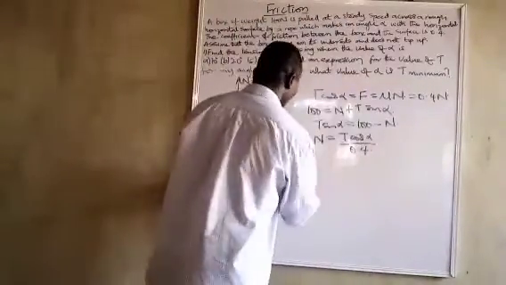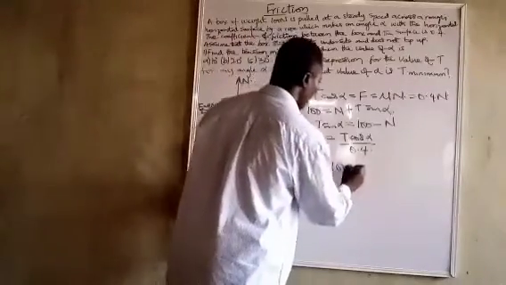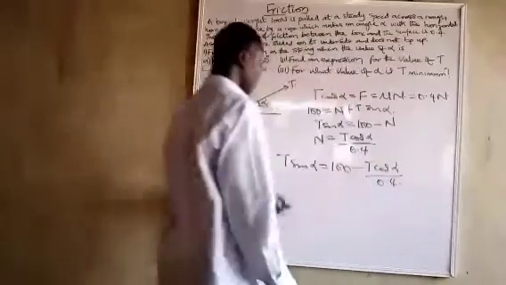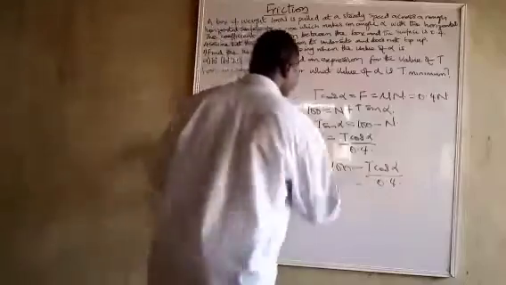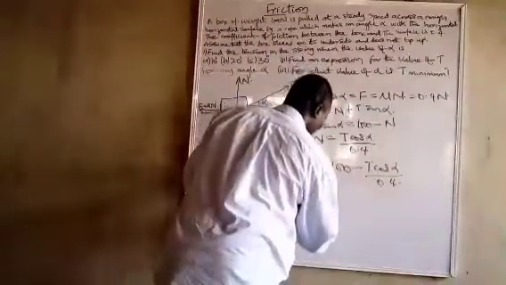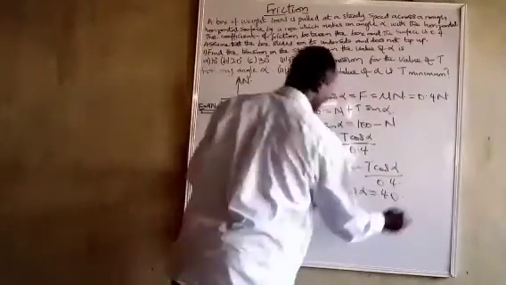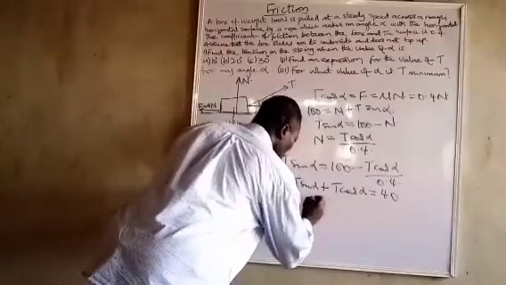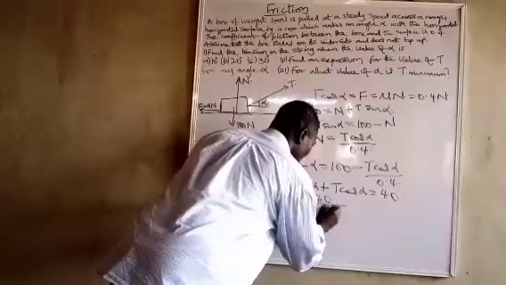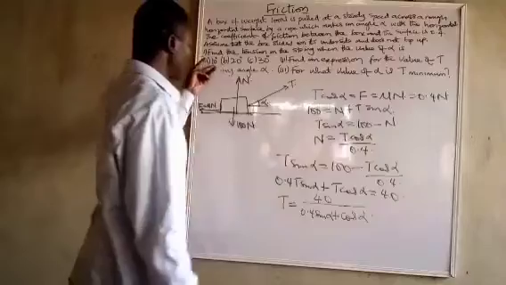So let me now make it straight. I have T sine alpha is equal to 100 minus T cos alpha by 0.4. Let me multiply through by 0.4. I have 0.4 T sine alpha plus T cos alpha will be equal to 40. Then T will be equal to 40 over 0.4 sine alpha plus cos alpha.